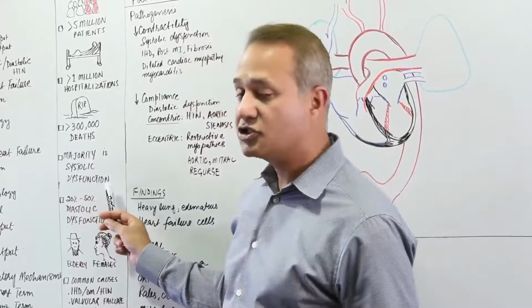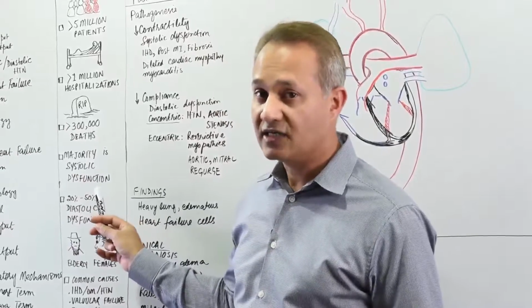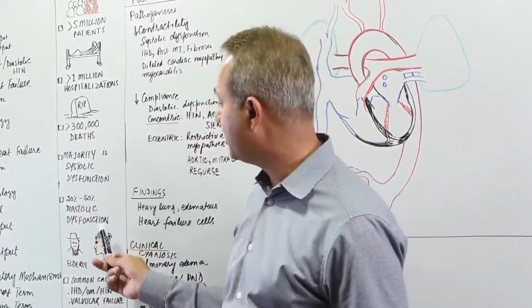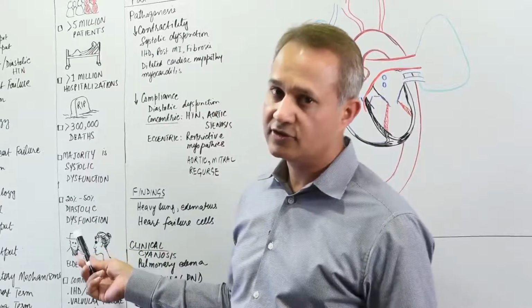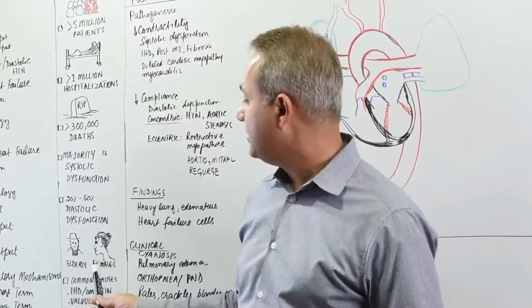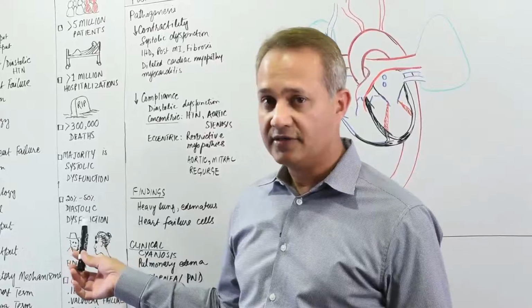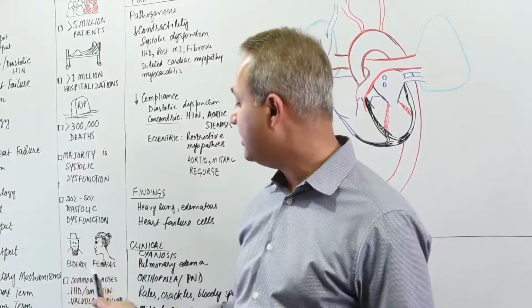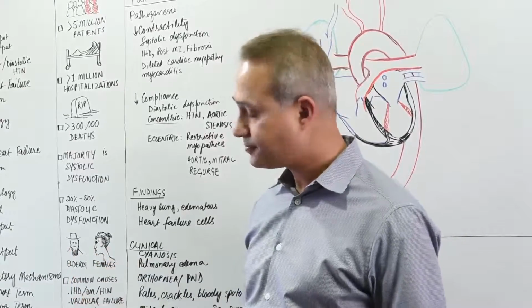The majority of the dysfunction or the majority of the heart failure types are systolic. We'll talk about the types today. The minority is of course the diastolic type. Diastolic heart failure is most common in elderly and in women.